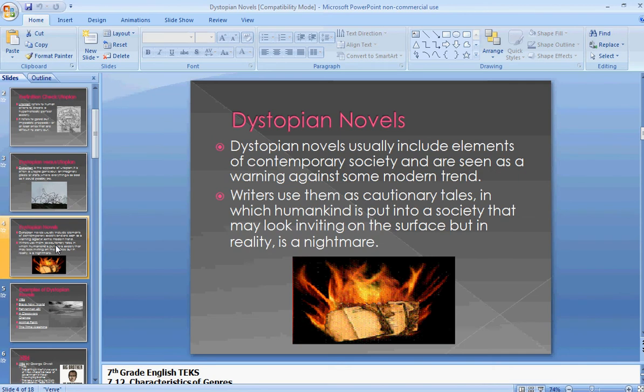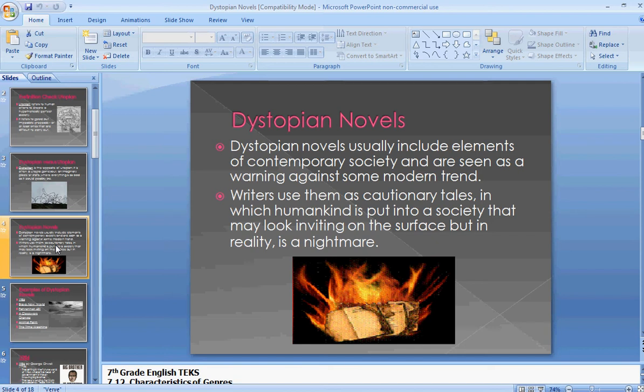All right, so for example, the stories and novels we're going to read, dystopian novels, usually include elements of contemporary society, in other words, our society now, and are seen as a warning against some modern trend. In other words, the novels that we'll read are going to be writing about things that they see wrong now that may get a lot worse later. So writers use them as cautionary tales in which humankind is put in a society that may look inviting on the surface, but in reality is a nightmare itself.